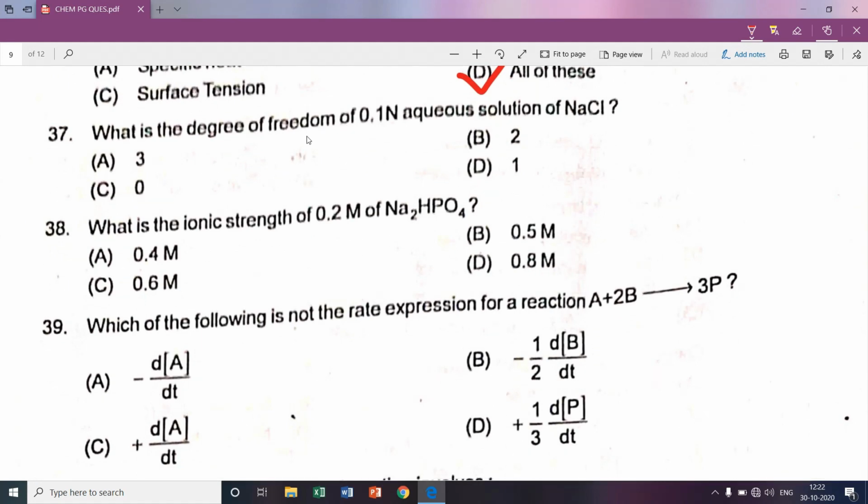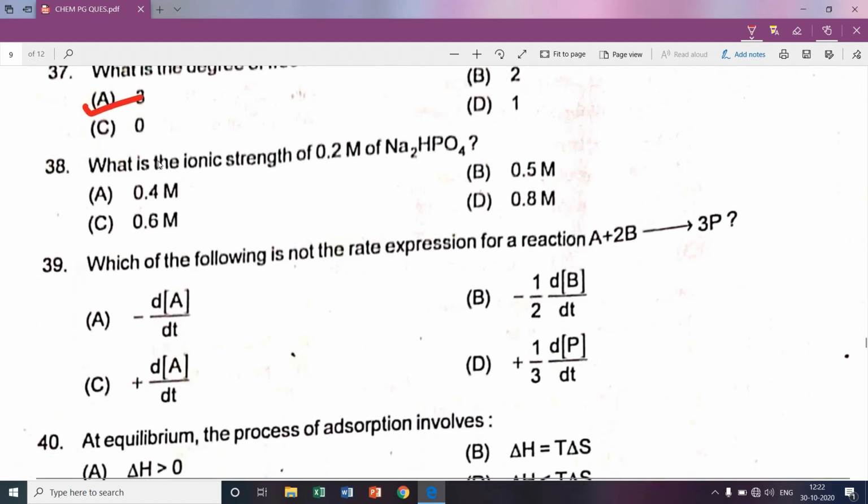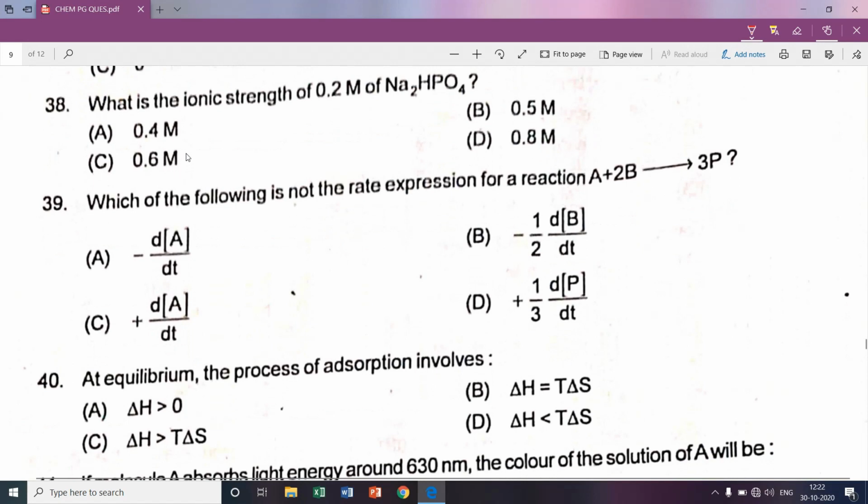Question 37. What is the degree of freedom of 0.1 M aqueous solution of NaCl? Your answer is 3, that is option A. Question 38. What is the ionic strength of 0.2 m of disodium phosphate? Your correct answer is option C.